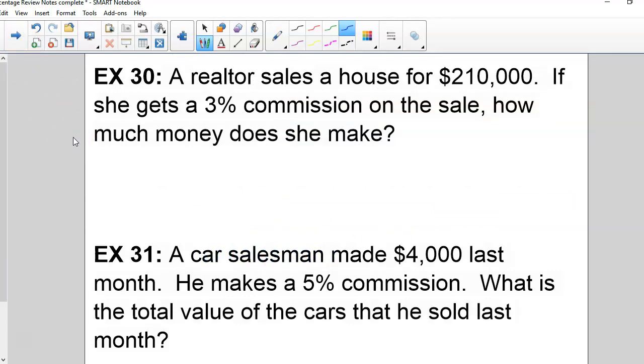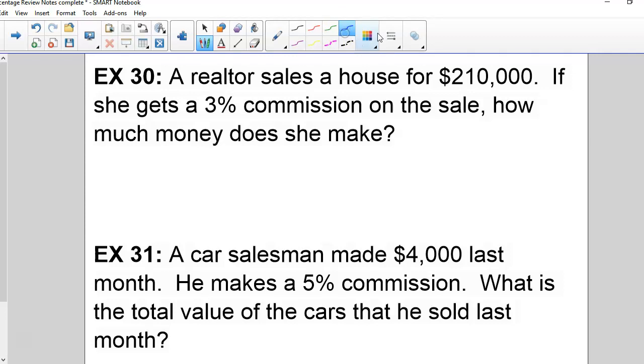Realtors. I think we talked about realtors a little bit, getting paid on commission. Did we talk about that? So a realtor is paid on commission. So whenever they sell a house, they get a percentage of the price that they sell that house for. Typically, I think it's like 2, 3, 4% is what a realtor is going to get. If a realtor sells a house that costs $210,000 and they get a 3% commission on the sale, how much money does she make?